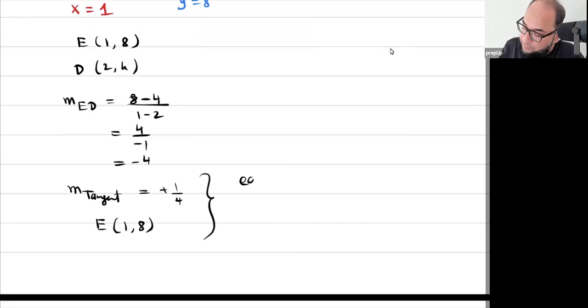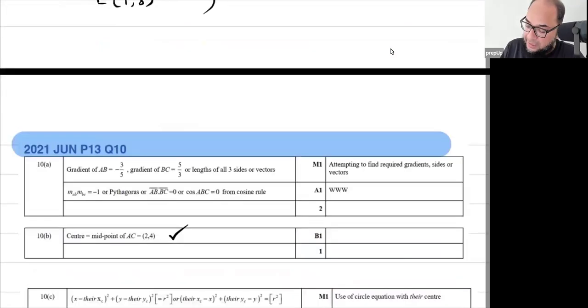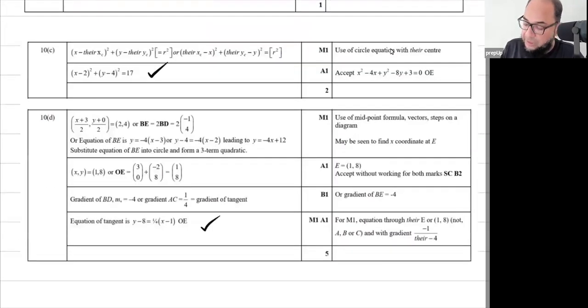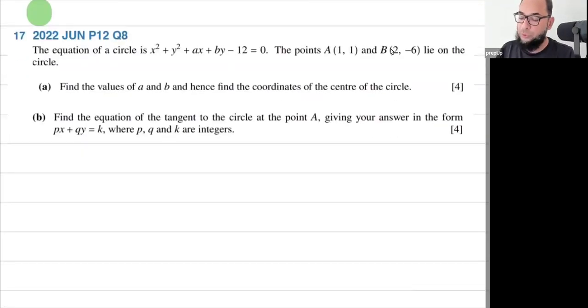Therefore, the equation should be y minus y1 is equal to 1/4 (x minus x1). No particular format is asked, so I'll leave the answer as it is. y minus 8 is 1/4 (x minus 1). So it's all good, all clear. So now this question number 17, I'll just pause the recording so that you people can try this particular question out.